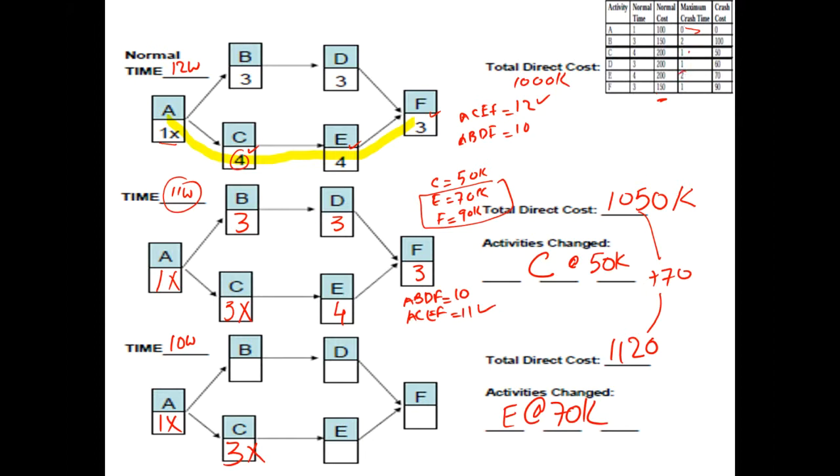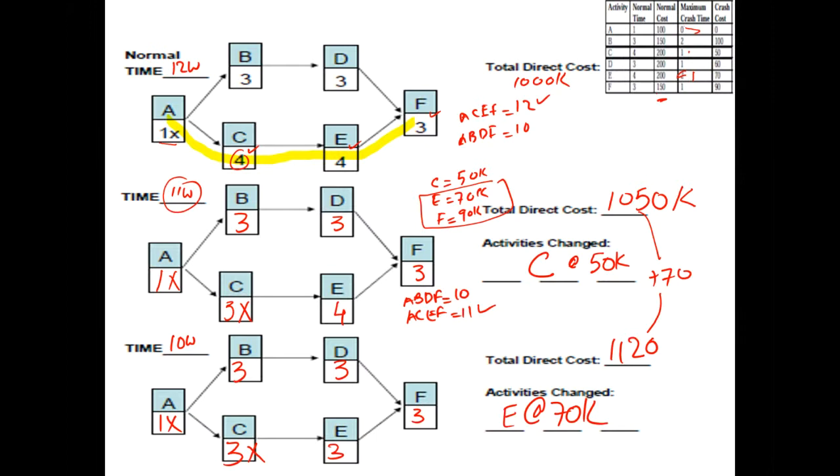Now, the other question is, shall I write an X with E? I should not, because it could be crashed by 2 weeks, and we have just used one, so it still has got a potential to be crashed once more. So that's why, while writing 3 here, I'm not going to put an X, because I can still crash it once more. 3 and other information remains the same.